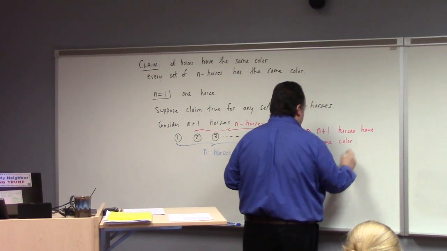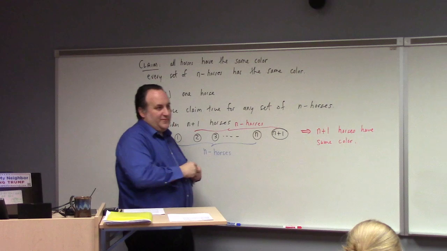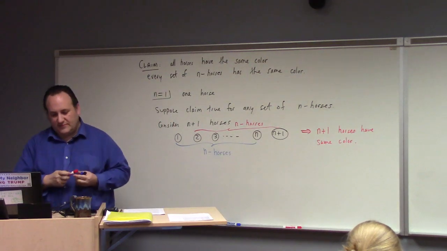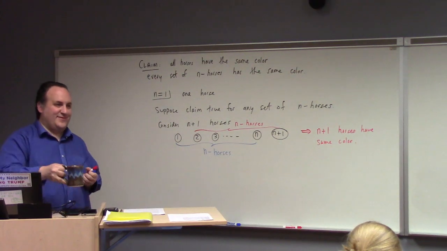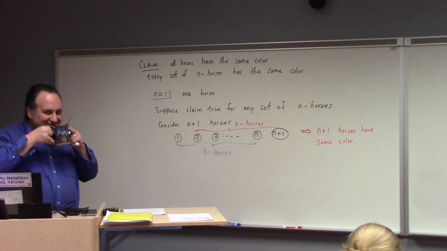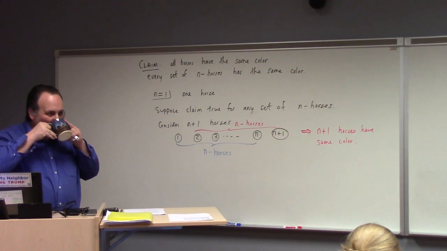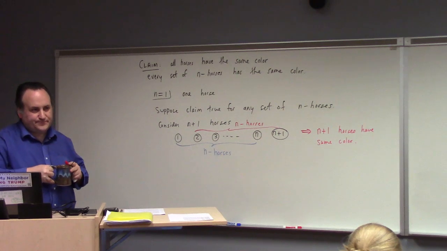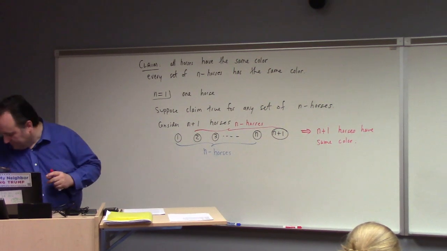Right? Therefore, by proof by mathematical induction, all horses have the same color. This is obviously false. Where am I wrong? What's the flaw in the argument?